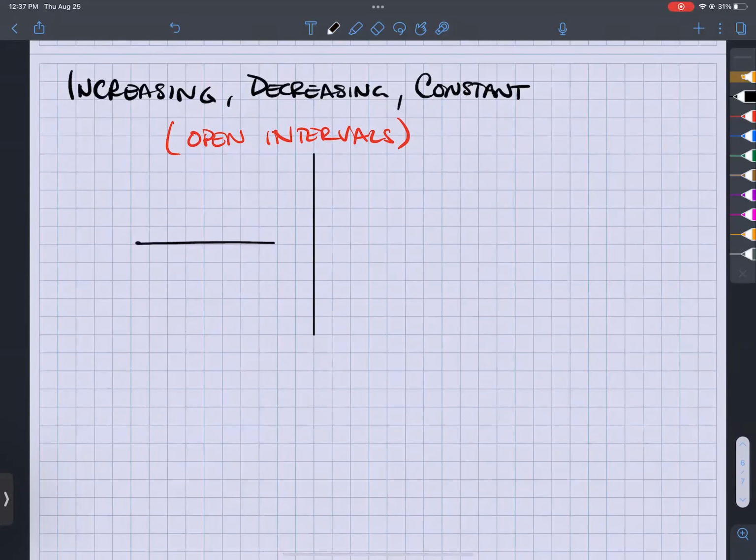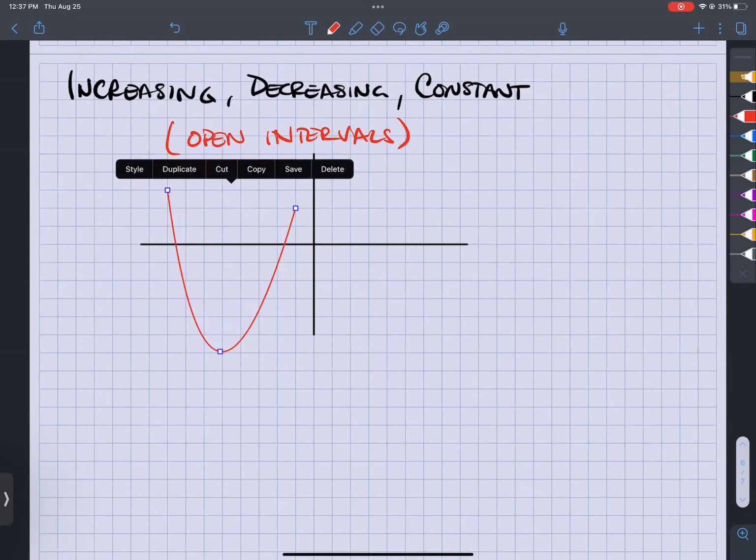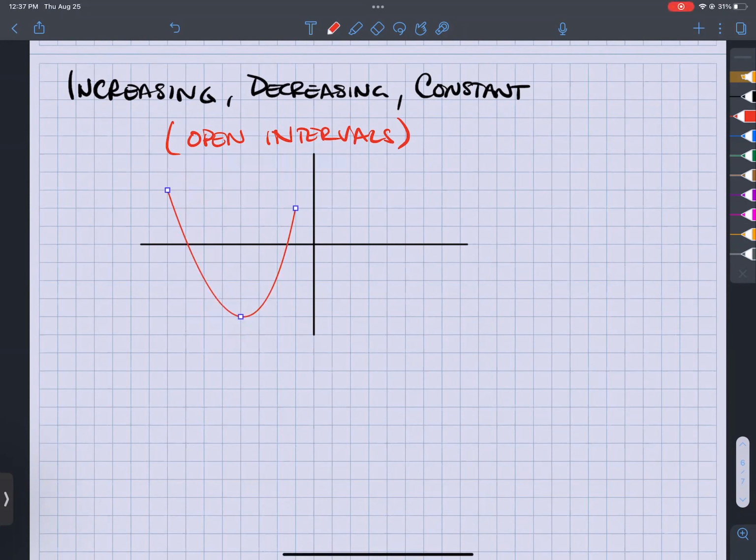So if I had a graph, right, and I put down something like this. Everything that we do is about traveling left to right.